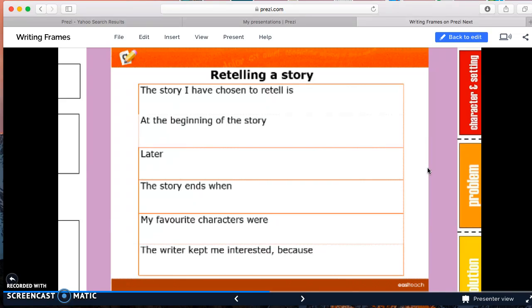Okay. And then there's also retelling a story. And this helps a little bit with sequencing. So you have the beginning of the story, what happened later, and how the story ends. And then it also talks about their favorite characters and why the story was interesting.